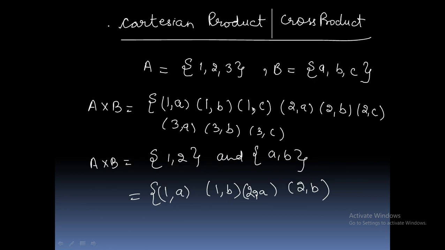Now next is Cartesian product and cross product. In case of Cartesian product or cross product, we will take 2 examples, two sets, A is equal to 1, 2, 3, B is equal to A, B, C. When we multiply, first one multiplies with all elements of B, 1A, 1B, 1C. Then 2 multiplies, 2A, 2B, 2C, and then 3, 3A, 3B, 3C. If we take two elements, 1 or 2 and A, B, then the result will be 1A, 1B, 2A, 2B. These are the Cartesian products.